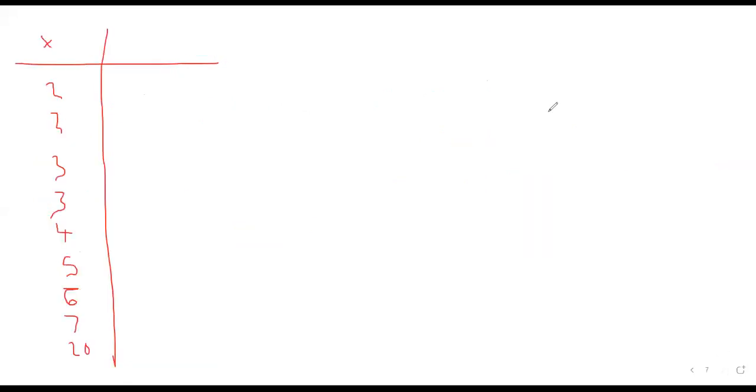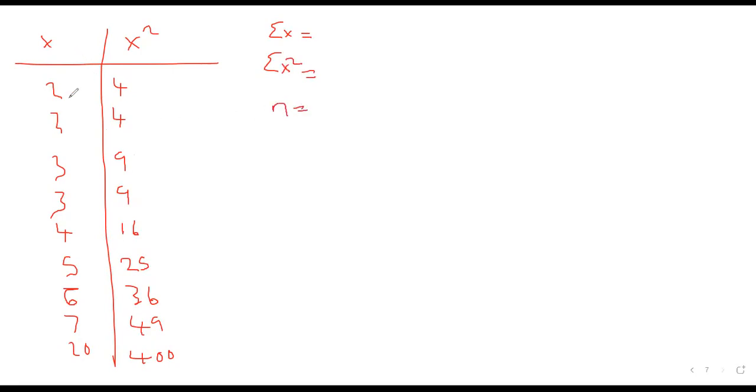So we're being asked to find the measures of central tendency and dispersion. Firstly, let's square them. 2 squared is 4, 4, 9, 9, 16, 25, 36, 49, and 400. Quickly, the ladies are quicker. Get the totals, everyone. The total of x is called the sum of x. We use this symbol. The total of x squared is called the sum of x squared. And also we find our sample size. How many are they? They are 9.